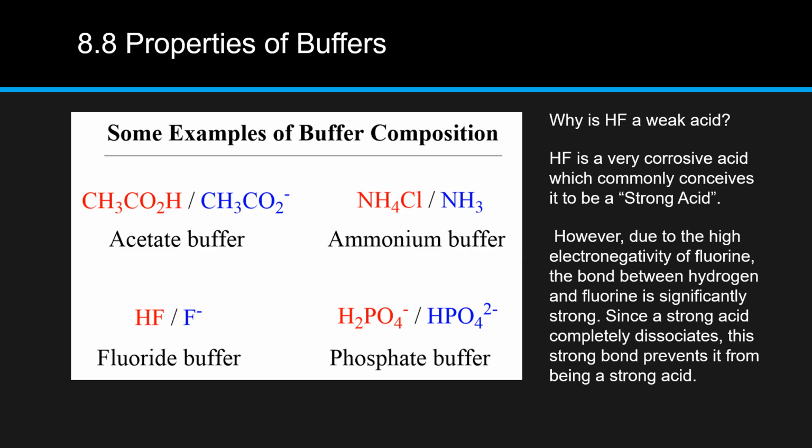Now, a common question that I get is, why is HF considered a weak acid? Because we know that fluorine is so strong, so kids kind of assume, well, HF should be a strong acid then. Well, because fluorine is so strong in electronegativity, the attachment that it forms with the hydrogen is actually quite strong. So because that bond between H and F is so strong, it's not going to dissociate very much in solution, which therefore does not make it a strong acid, makes it weak.